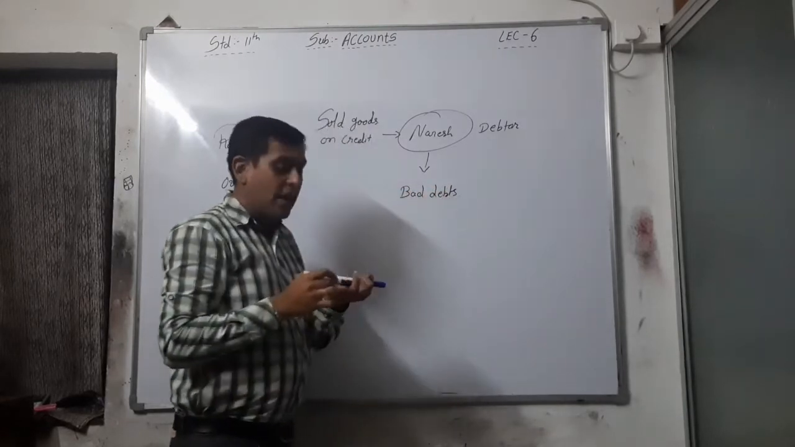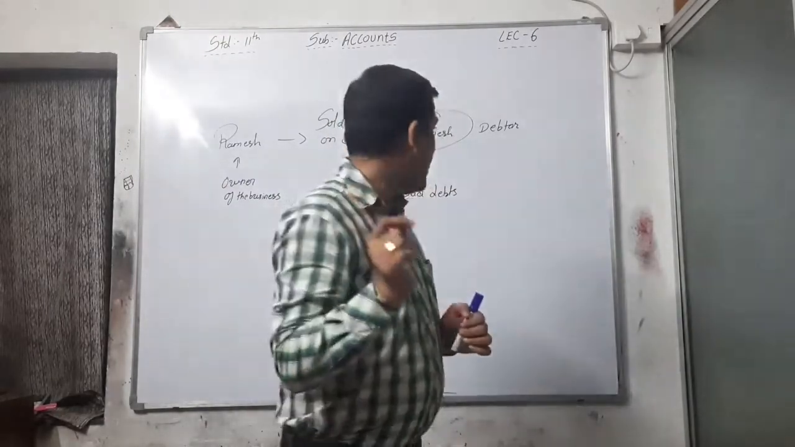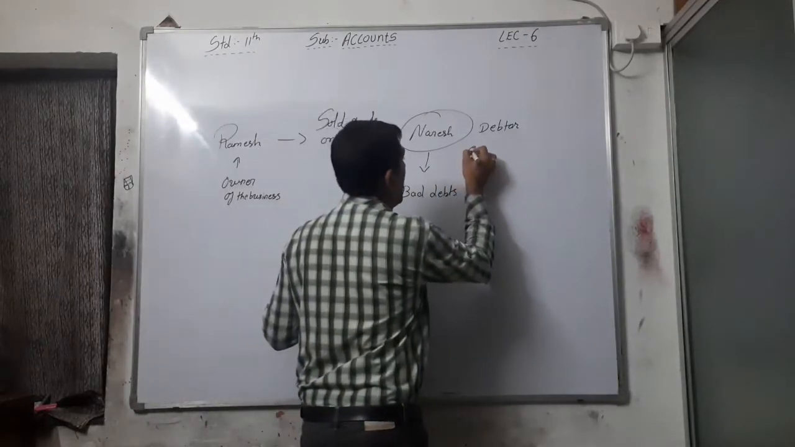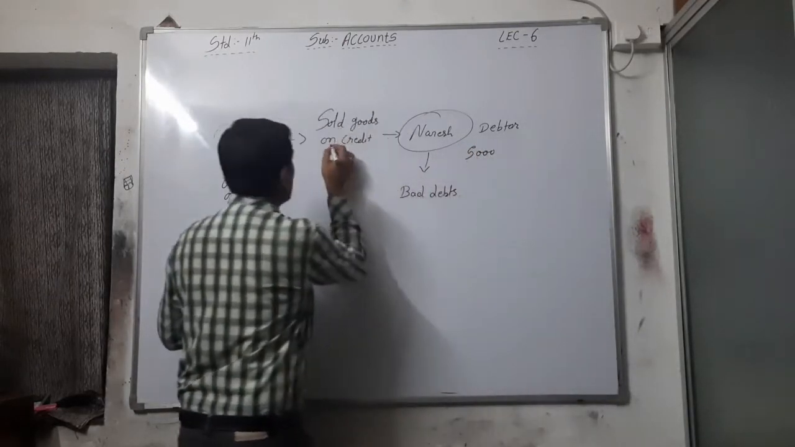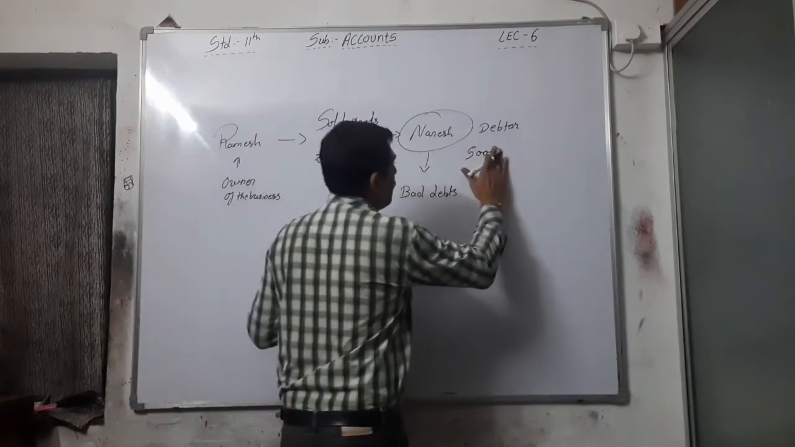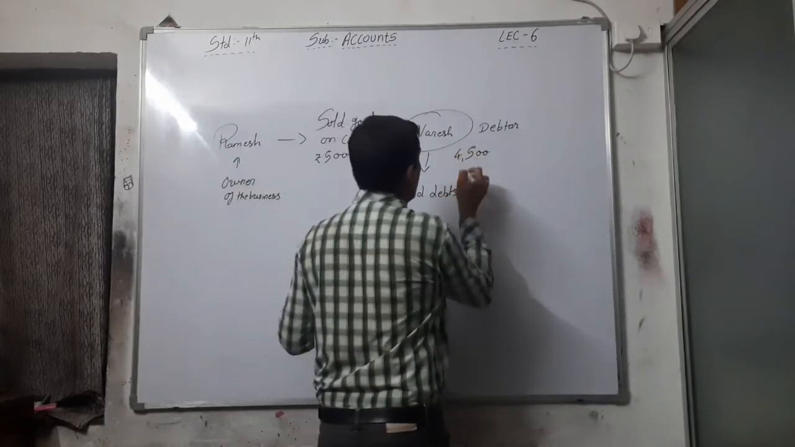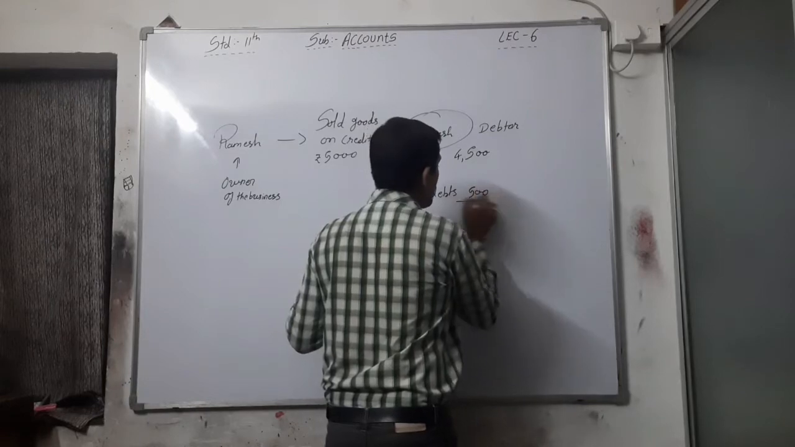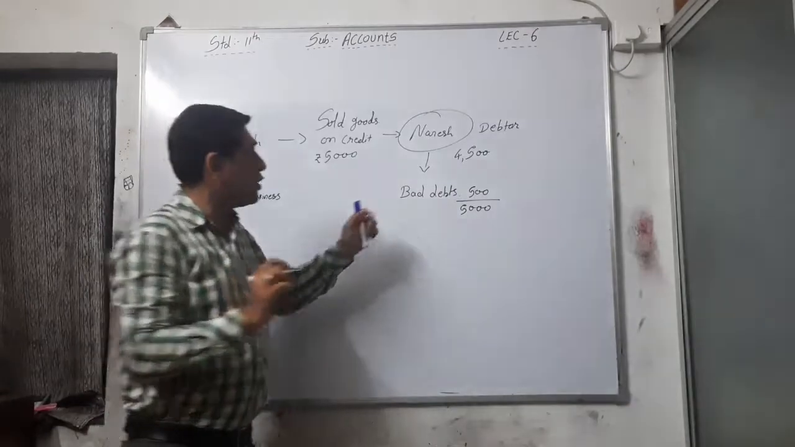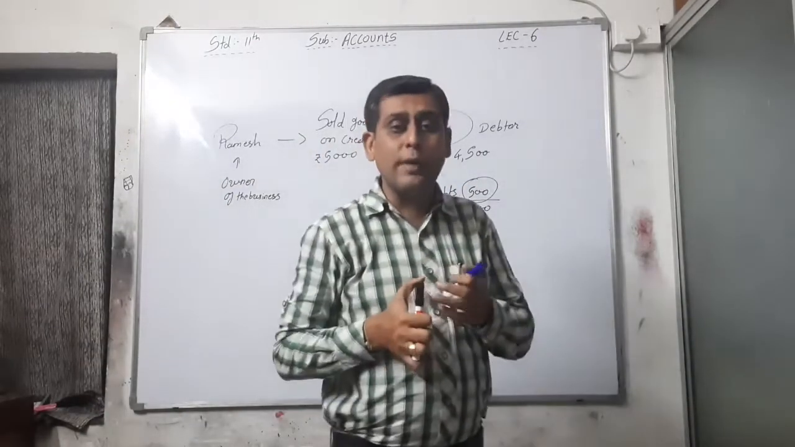That means if debtors refuse to pay any amount of their debts, that is called a bad debt. See, in 5,000, not the full amount. If goods are sold on credit of rupees 5,000, but Naresh refused to pay 500, that means he is giving only 4,500 and he refused to pay rupees 500 from 5,000. So here 500 becomes a bad debt to Ramesh.